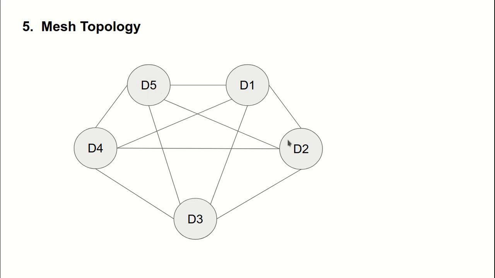Alright. So similarly, device 2 is connected with device 1. Device 2 is connected with device 5. Device 2 is connected with device 4. And device 2 is connected with device 3. Alright. So this is the structure of mesh topology.